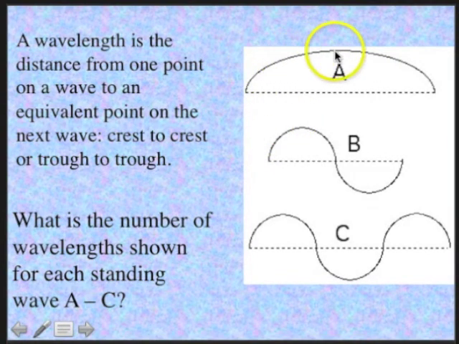Well, for A here, this is 1/2 of a wavelength. For B, here's a point at the 0 crossing going up, and the next point at the 0 crossing starting to go up. So this whole distance, B, would be 1 wavelength. And for C, therefore, we would have a wavelength and a half.